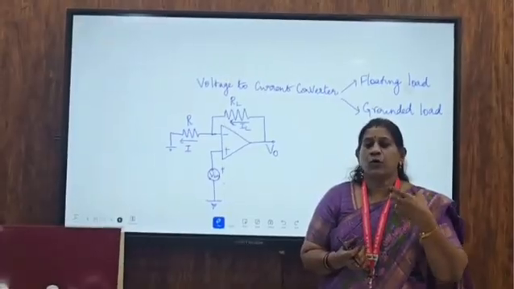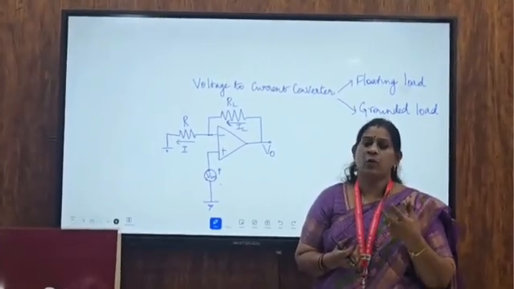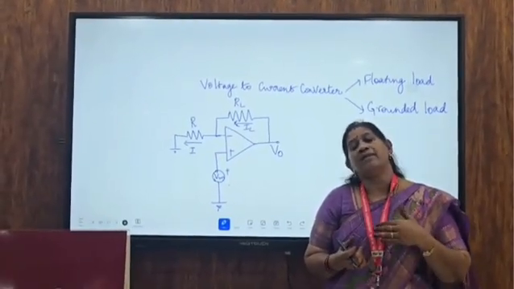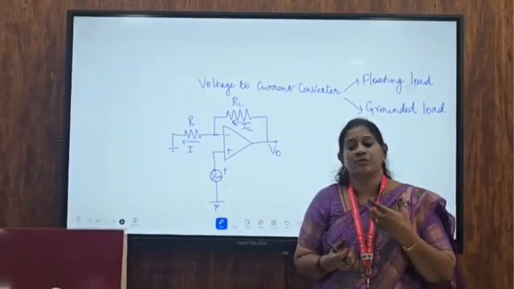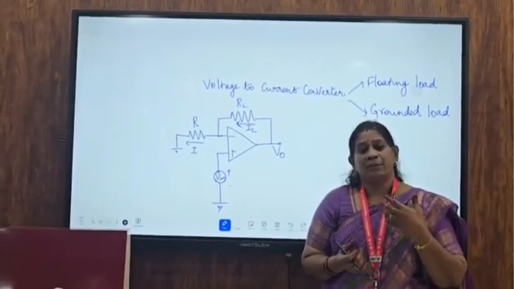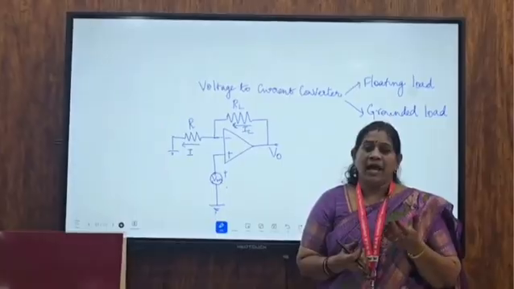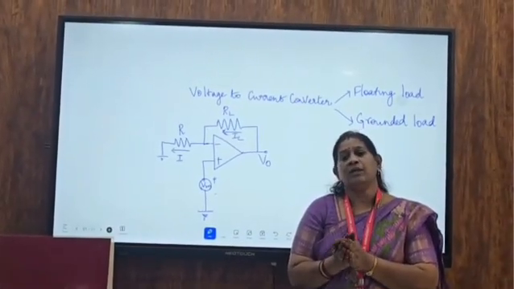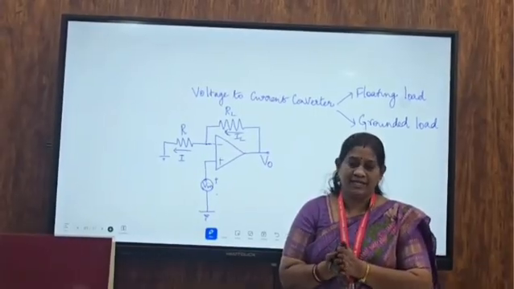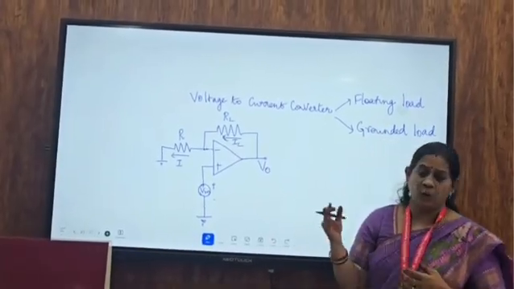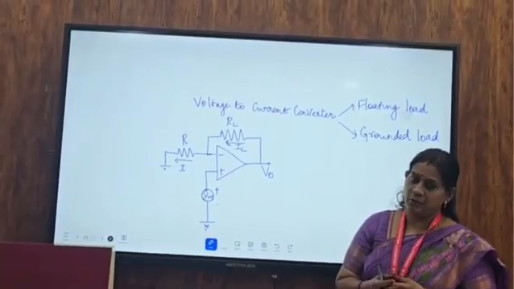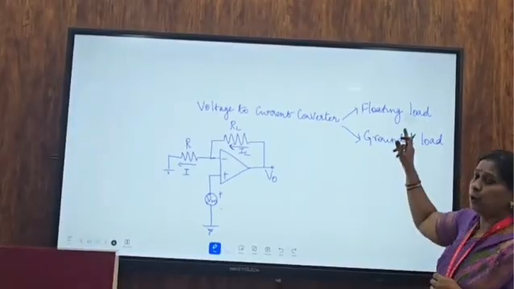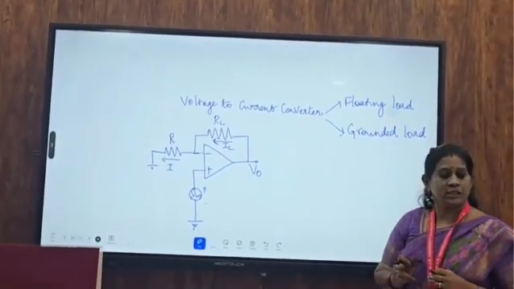For those applications, we use the voltage to current converter, which converts that voltage into current, and when it is transmitted in terms of current, it is less prone to noise. Hence, we prefer to connect a voltage to current converter for industrial applications. Let us now learn about voltage to current converter for two types of loads: one with the floating load, the other with the grounded load.